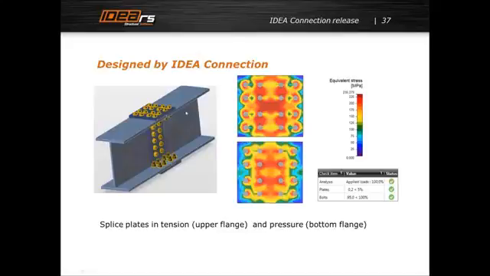There is the beam which is bended. There is the bending moment. The top plate is in tension, the bottom plate is in pressure, and you can see where the bolts are working. This is in tension, this is in pressure, and so the stresses in the plates are different.